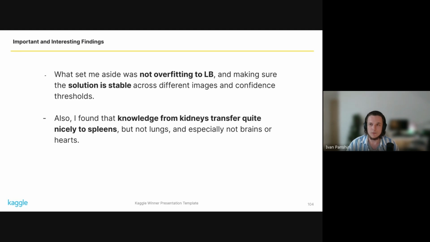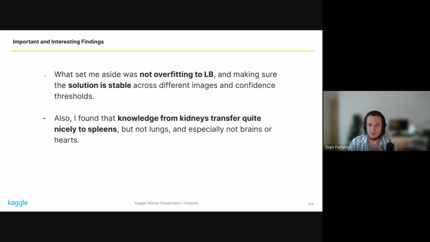If it's not stable and you just got lucky, well, that's bad for you. And the same thing goes for confidence thresholds. In this competition, it was quite interesting because for me, low thresholds worked fantastically well. But it should be noted that even at high thresholds, the metrics were fairly nice. So it was stable in terms of different images and confidence thresholds. So I was confident in my standing on the public.